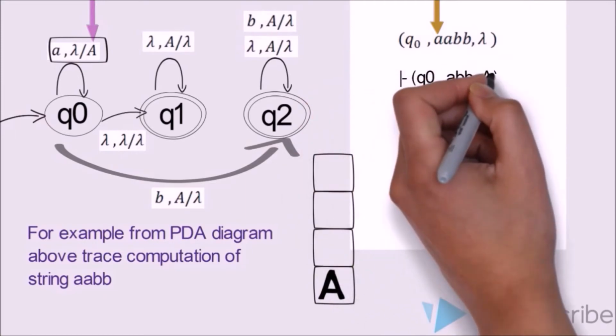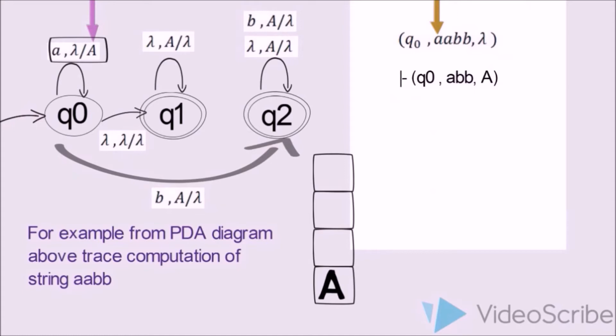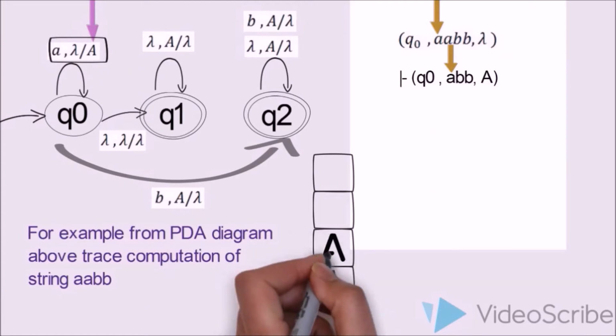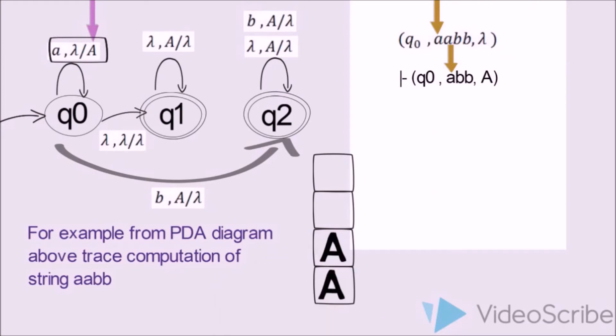Our second input is A, and we are still in Q0 state. So, we will use the same equation as before. Here, once again, since our input is A, and we don't care what elements are in our stack, we can push or add capital A into our stack. So now, we have two capital A in the stack.